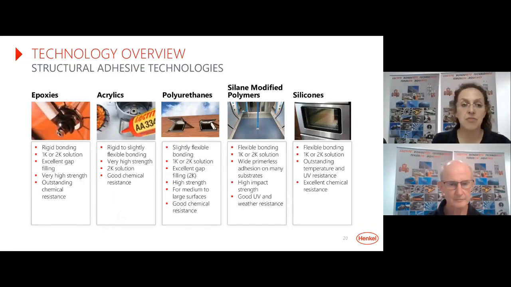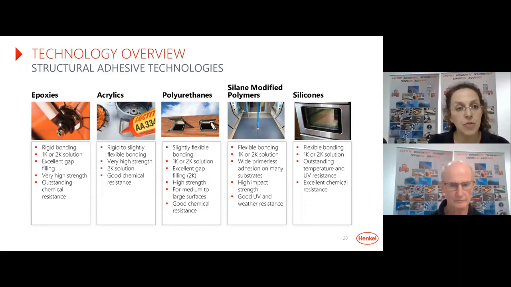And this is just another representation of the same slide. So we start on the left-hand side with epoxies, and they're going to have a strength of about maybe 35 megapascals, but just a few percentage of elongation. And then as we move along to the right-hand side through acrylics, polyurethanes, MS polymers, and then to silicones, we reduce the strength, but at the same time, increase the elongation available. And by the time we get to silicones, we may only have 1 or 2 megapascals of strength if you do a traditional lap shear test, but we've got several hundred percentage of flexibility available.